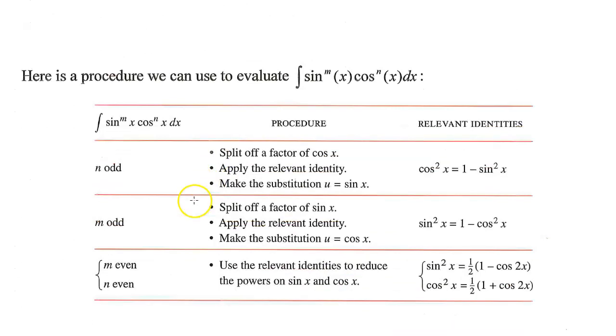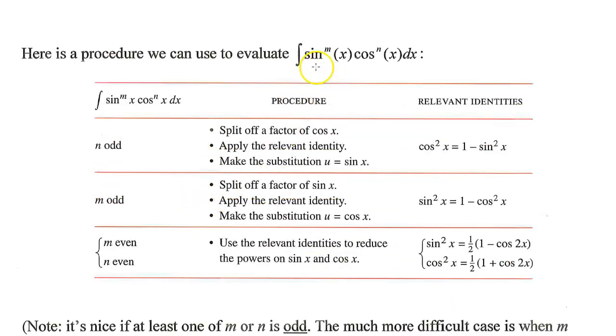Okay, so notice, here's a procedure that we can use to integrate sine to the m times cosine to the n dx. If the n is odd, so the power on cosine is odd, you split off a cosine. Then you use the relevant identity that cosine squared is 1 minus sine squared, and you let u be sine so that the du ends up being the cosine x dx. So that cosine x that you split off becomes part of the du. Now if the power m is odd, you split off the sine, and then eventually let u be cosine.